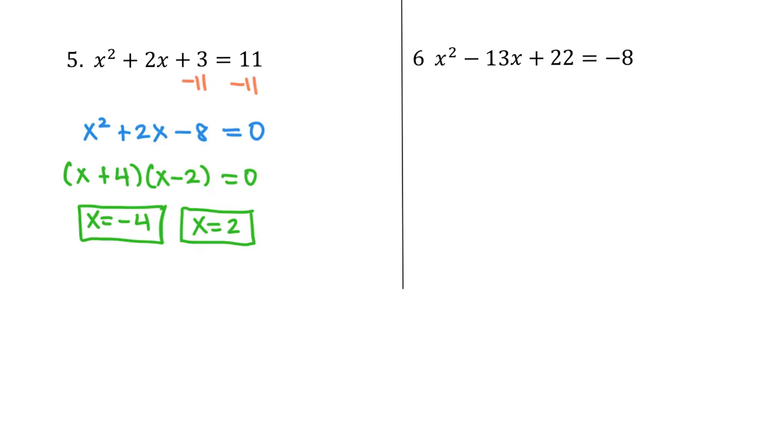Okay, check your answer for number 5. I moved it to standard form, factored it, and my final answers were x equals negative 4 and x equals 2. Okay, 6. I'm going to go ahead and do this one too. Is it in standard form? No, there's not a 0 on that side.